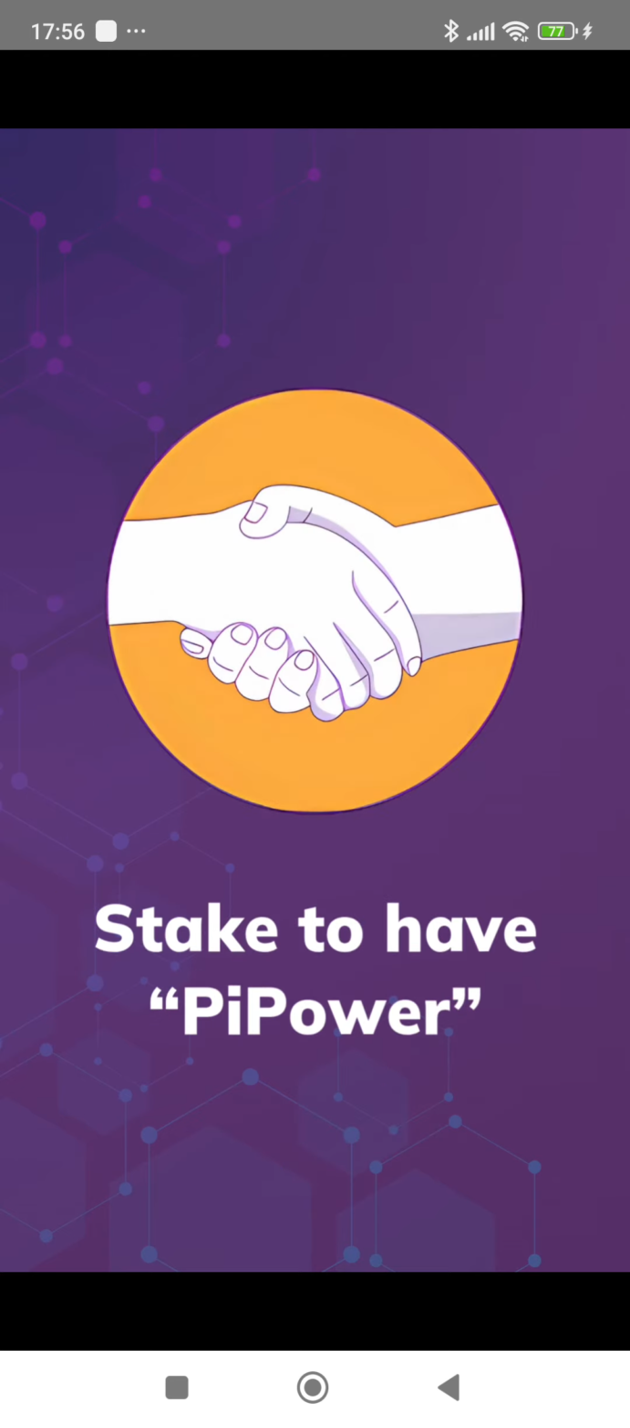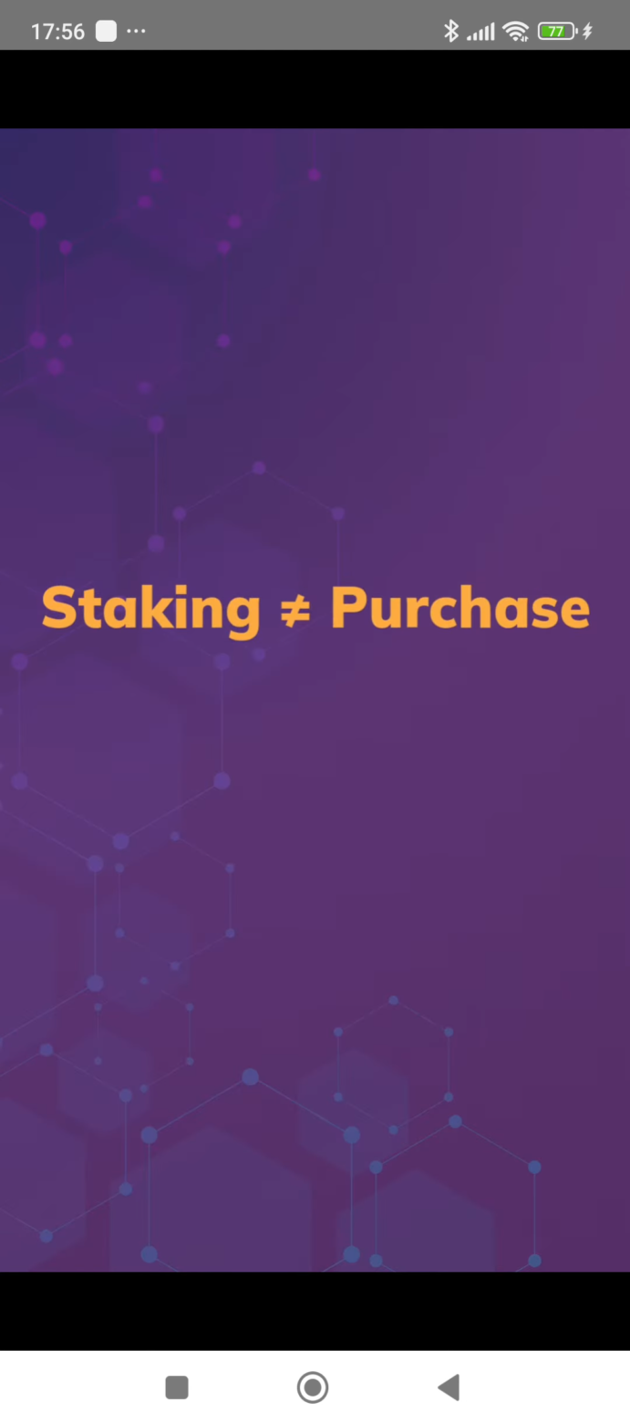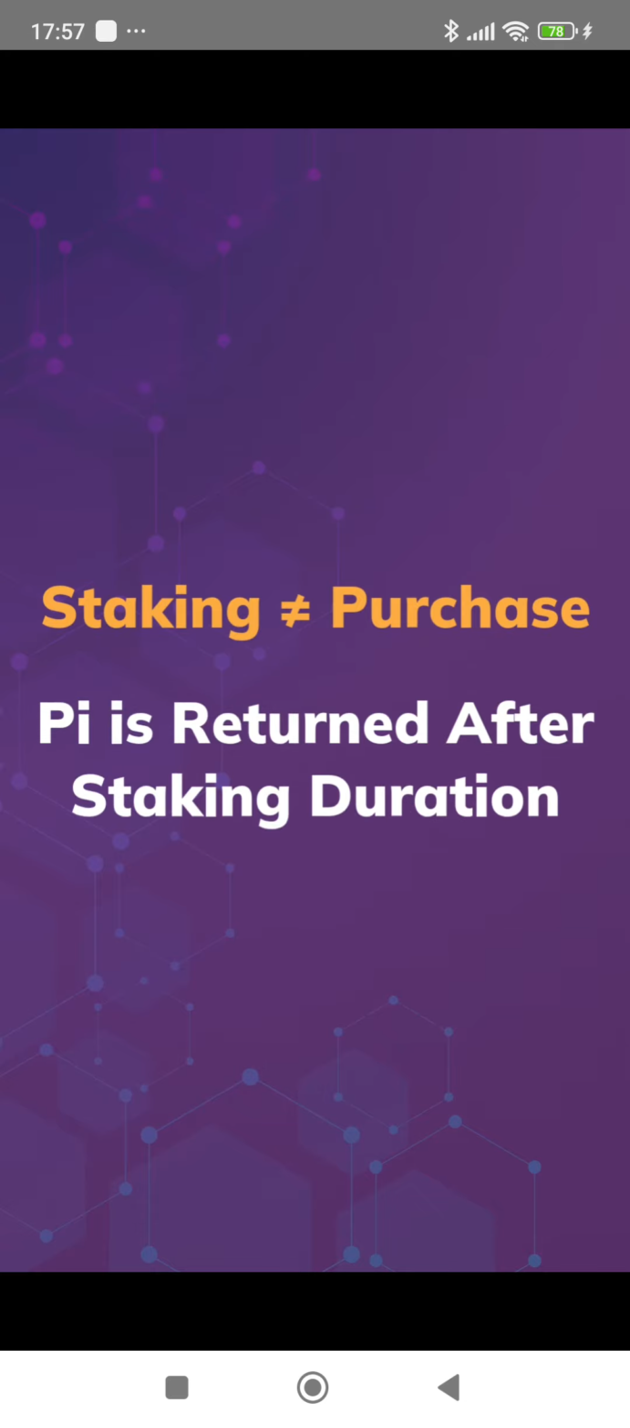You must first establish Pi Power to participate in Launchpad projects. This is a non-custodial process where you stake test Pi to determine the maximum number of tokens you are eligible to acquire. Note that staking is not a purchase of the issuing project's token. Your Pi remains yours and is returned to you in full after the staking duration. Higher stakes grant you the ability to commit to acquire a larger allocation of project tokens.